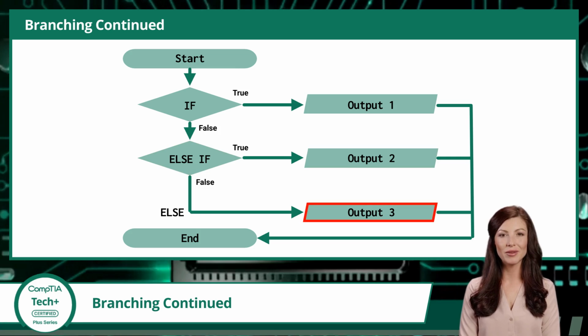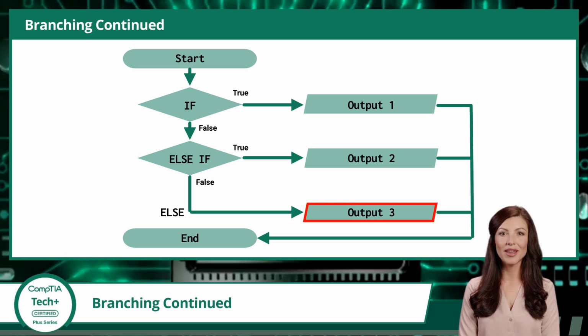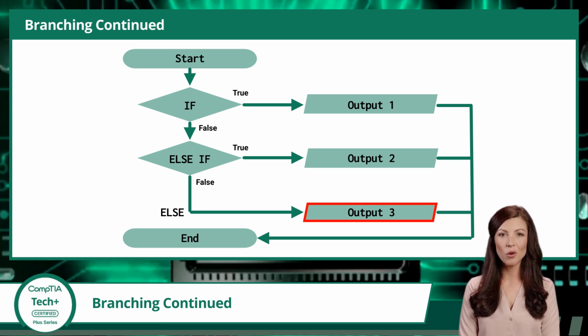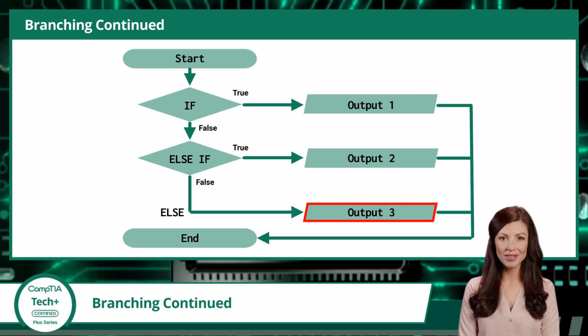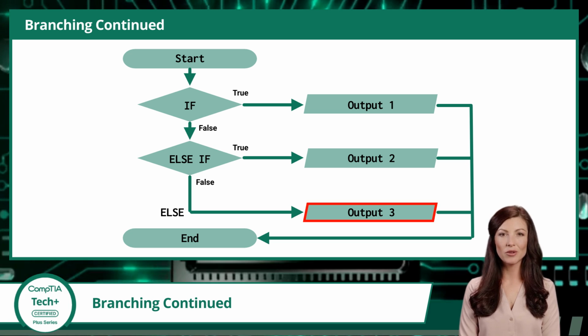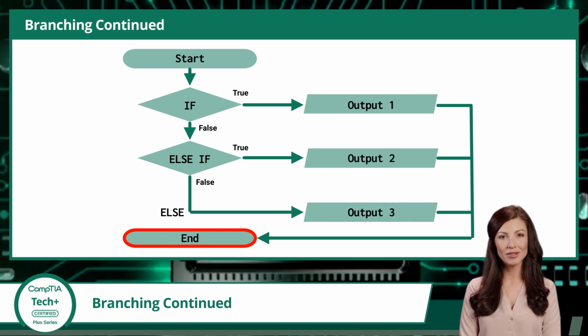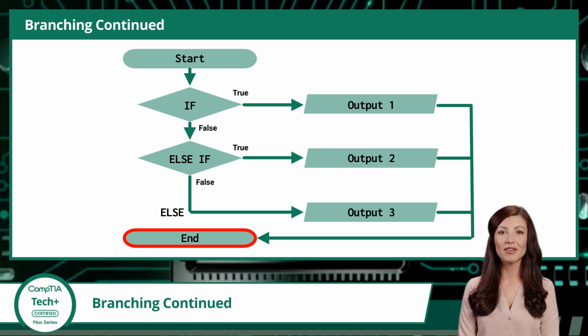Now, should the if statement and the else-if statements all evaluate to false, the code moves on to the else branch. This is our catch-all branch, as there is no conditional statement that has to be satisfied. For this scenario, the else branch leads to output 3 being displayed. And once again, regardless of which decision is made, all branches will eventually merge back together and continue with any remaining code statements, or in our case, reach the end of the program.